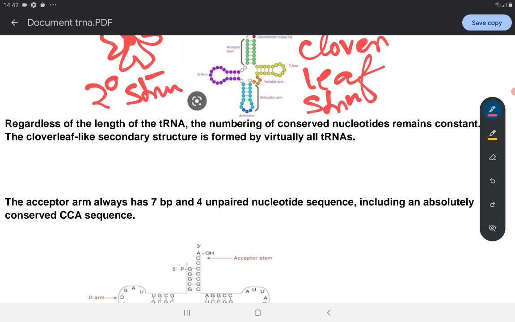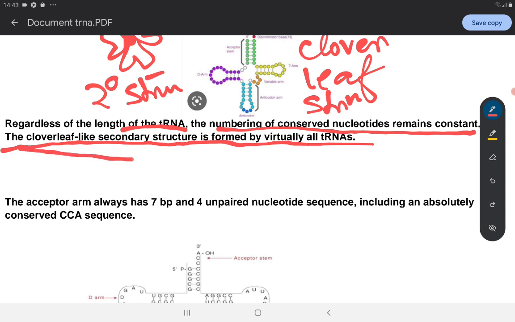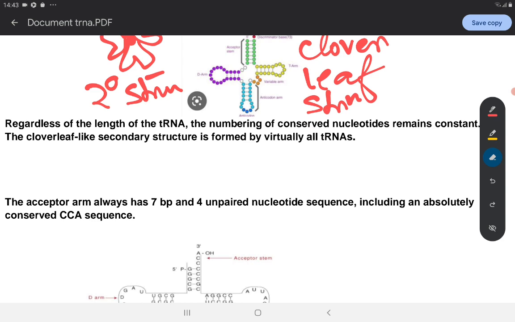So here it says that regardless of the length of the tRNA, the numbering of conserved nucleotides remains constant, and the clover leaf-like secondary structure is formed in virtually all tRNAs. So there are about 50 specific tRNAs for different amino acids in eukaryotes, and around 100 or so tRNAs in prokaryotes. All those tRNAs have the same clover leaf-like secondary structure, right? Now let's move on.